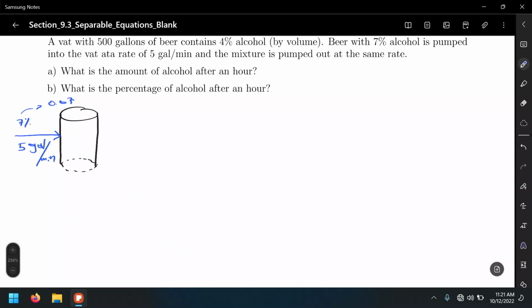Now, what do we have inside of the container? We have beer that is 4% alcohol, which is the same as 0.04 in decimal form. All right? So, what's coming out?